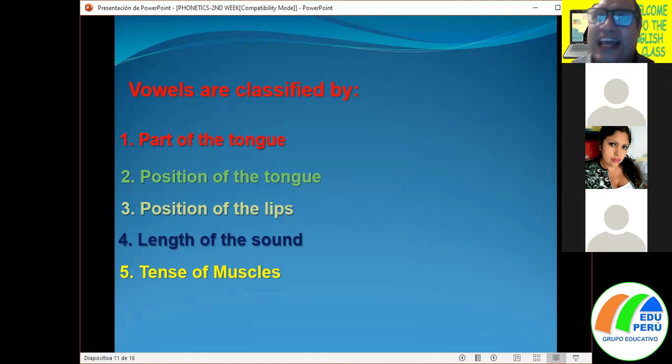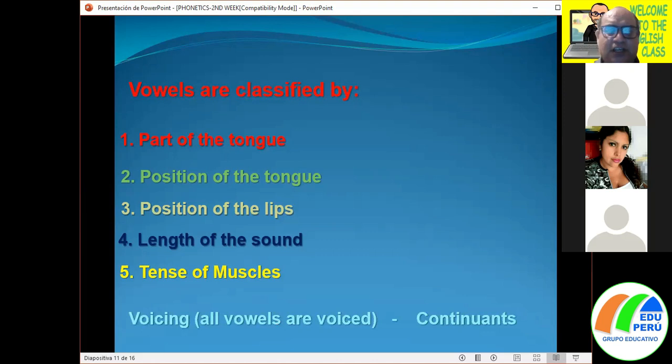But we have other characteristics of vowel sounds. They are not part of these five, because these five are in order to differentiate the vowel sounds. The other characteristics that I'm going to show you are not going to differentiate vowel sounds. These are characteristics that all vowels share. All vowels have these characteristics. What are these characteristics? Voicing and continuance.